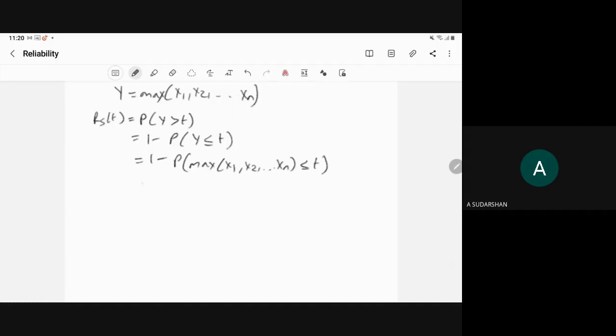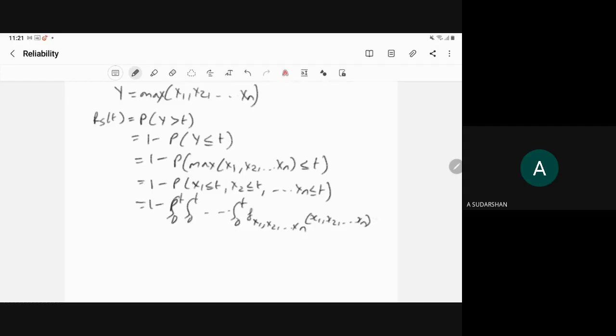When the maximum is less than or equal to t, this implies all are also less than or equal to t: X1 less than or equal to t, X2 less than or equal to t, and Xn less than or equal to t. So what is the meaning of this? It is the joint probability. So it is equal to 1 minus the n-fold integral from 0 to t of the joint density f(x1, x2, ..., xn) dx1 dx2 ... dxn.